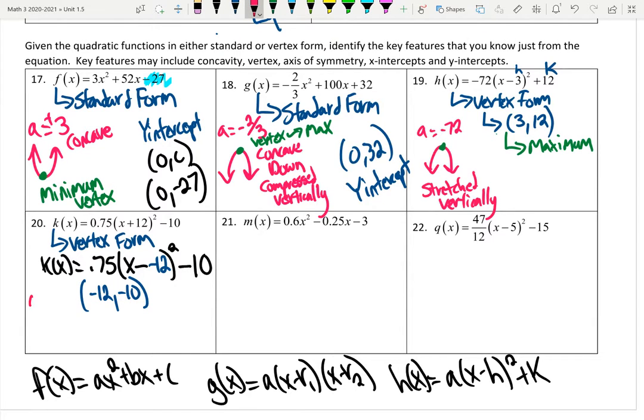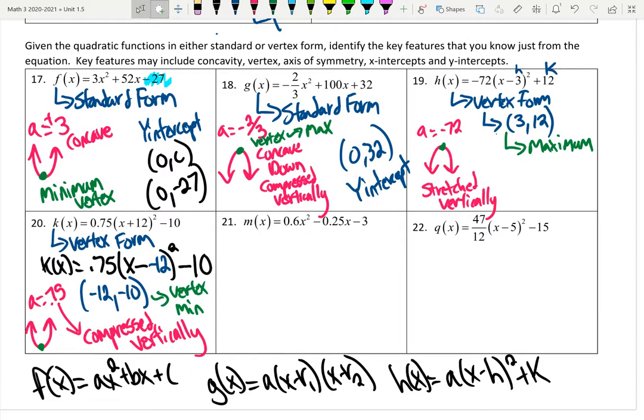What do I know about it? Well, a is 0.75, which means it's positive. It is going to be concave up. This vertex is going to be a minimum. And I also know that because it's a decimal, it is going to be compressed vertically because it's less than 1. You can see how I'm not answering every single bit. Now there are 2 bits that come from vertex form.